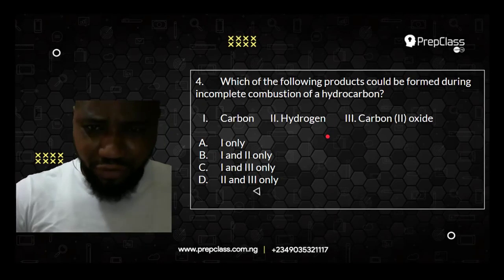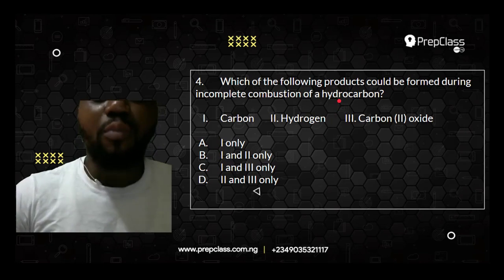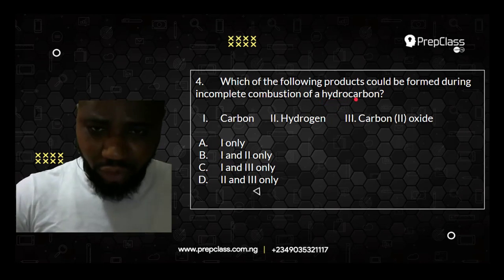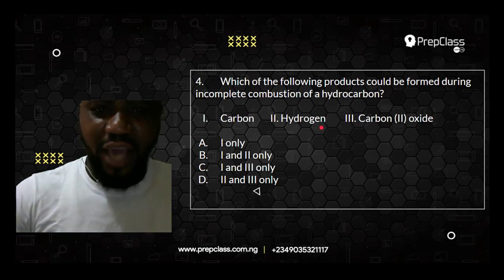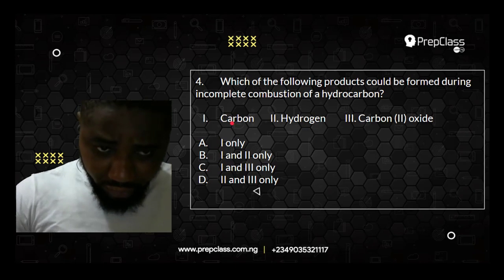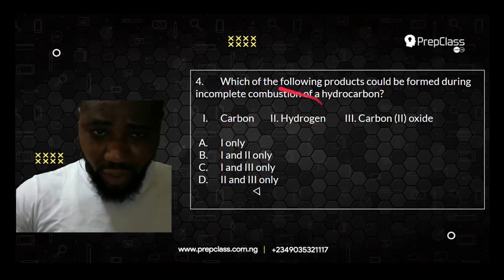Question number 4. I believe you find this class engaging. Which of the following products could be formed during incomplete combustion of a hydrocarbon? Number 1, carbon. Number 2, hydrogen. Or number 3, carbon(II) oxide. You can see that they gave you two of them, 1 or 2. Which of them will be the product?